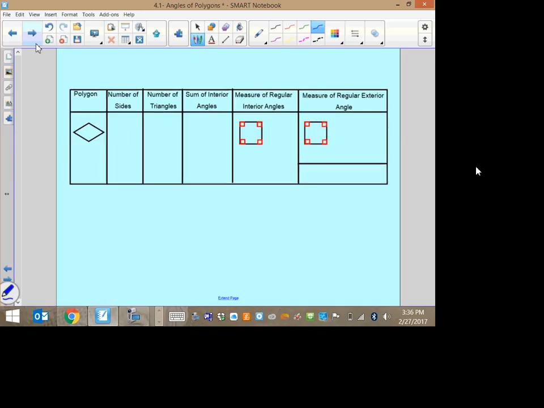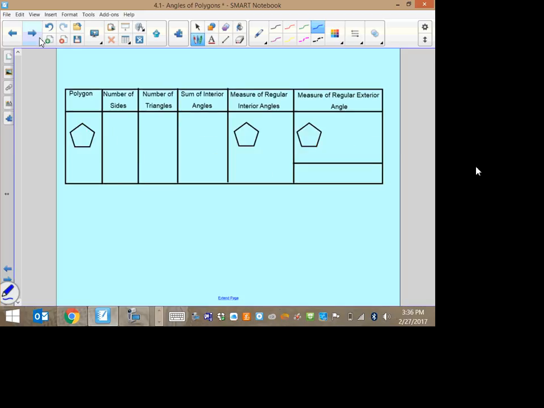Here, 4 sides. The number of triangles is going to be 2, because we can split it there. And so then the sum of the interior angles, we're going to take 2 times 180 to get 360 degrees for the sum of the interior angles. So the measure of the regular interior angles, we can take 360 divided by 4 to give us 90 degrees. And then the exterior angles, we can take our 180 and subtract 90, and we get 90 degrees. So be watching for a pattern as we go through the rest of these.